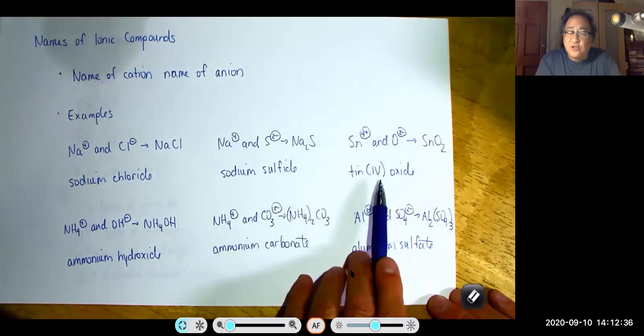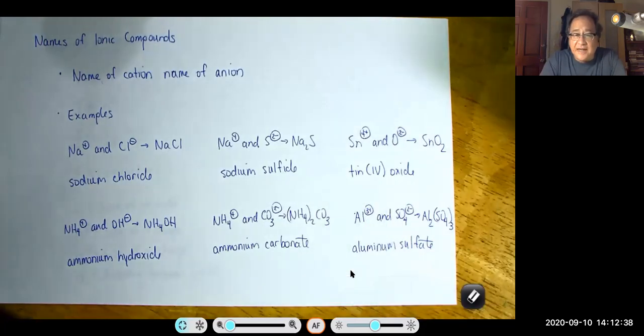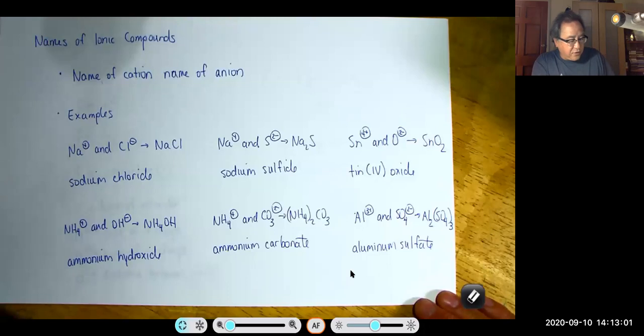Why do I have to use the Roman numeral with tin? And the answer is because it's not in group 1A, it's not in group 2A, it's not in group 3A, and it's not silver, and it's not zinc. The list of those where you don't have to use a charge is smaller than the list of those where you have to use a charge. So remember the list of those where you don't have to write the charge. All others, you write the charge. So here's the formula and here's the name.